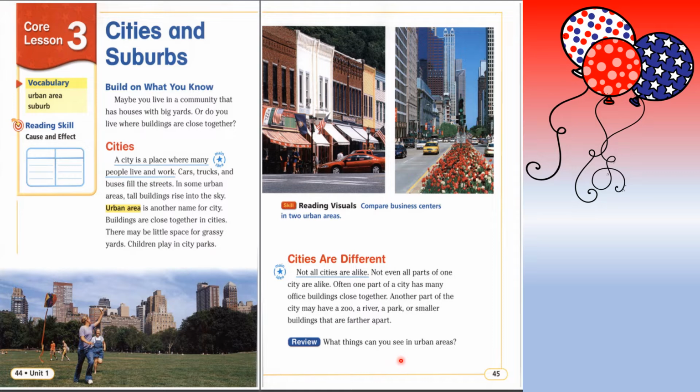What things can you see in urban areas? Well, in Cincinnati, boys and girls, what you can see in the urban area is the Ohio River. The Ohio River runs all along the border of Cincinnati, Ohio, and Newport and Covington, Kentucky. I also see in Cincinnati two magnificent football and baseball stadiums for the Cincinnati Bengals, Hooray, and the Cincinnati Reds.